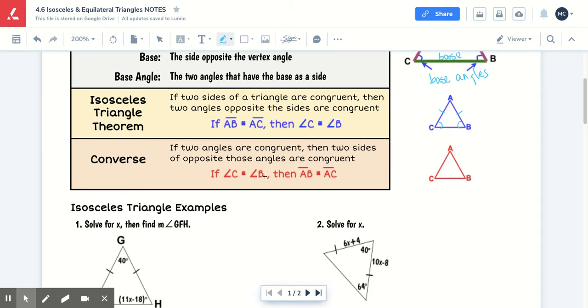So if two angles are congruent, then the two sides opposite those angles are also congruent. So this one says if we know that this and this are congruent, then we would know that the sides that are opposite from those are congruent.